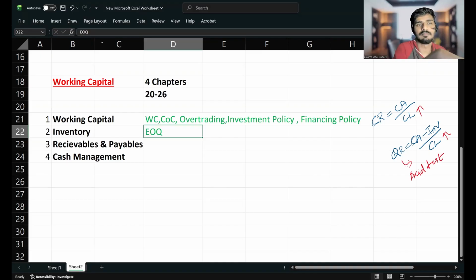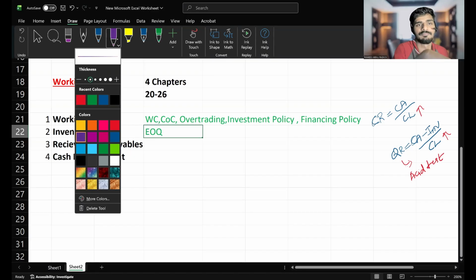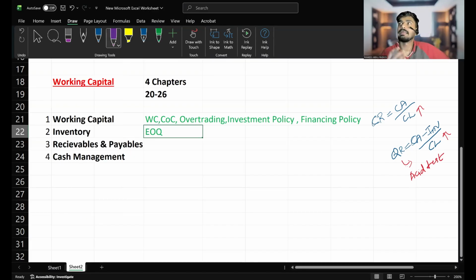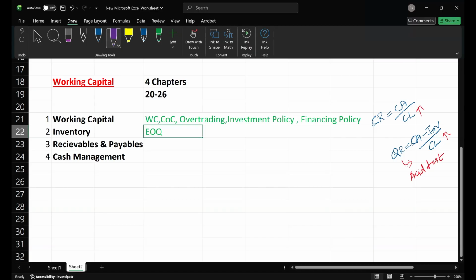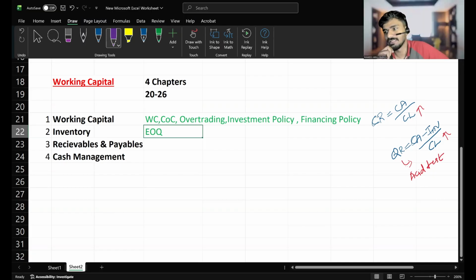You have to tell me, and I will be asking an MCQ question. Holding cost will be the least in EOQ. Is it true or false? No, it's false actually. Holding cost will be the least not in EOQ. Holding cost will be the least in what? JIT, just in time stock management, right? There we don't stock anything. Holding cost will be the least in JIT only, not EOQ.